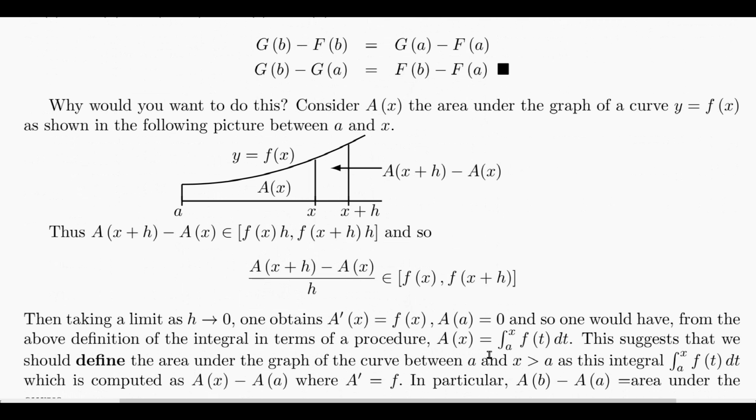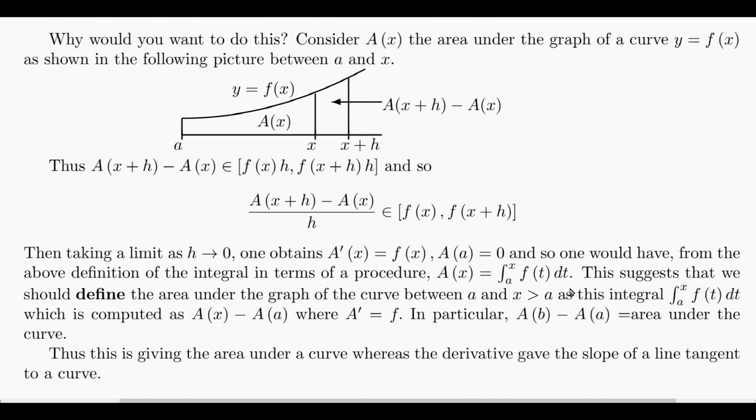So now if I take a limit as h goes to 0, you get capital A prime of x equal to f of x. And of course, A of a would be 0 because it's just the area under the curve from a up to a. See? So if we wanted to define what we mean by the area under a curve, this is how we would do it. We would look for a solution to this initial value problem. And that's what this kind of thing is called.